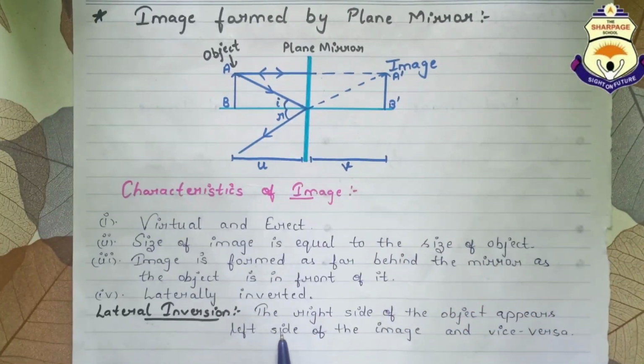Laterally inverted means the right side of the object appears as the left side of the image, and the left side of the object appears as the right side of the image. Students, we can take an application of lateral inversion from our daily life. The word ambulance is written laterally inverted so that it can be read correctly in the rear view mirror of vehicles going in front of it.